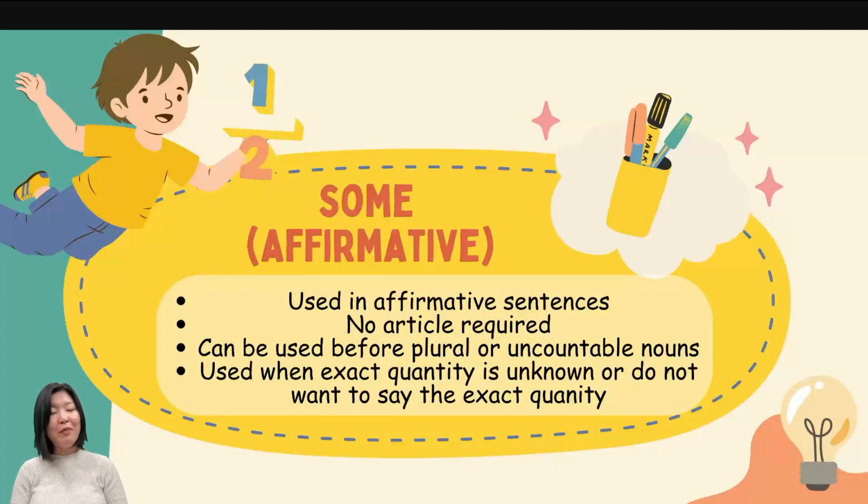Do you remember from the previous class what articles were? They are a, an, or the. So you do not have to use it when you're using some. And it can be used before plural or uncountable nouns. Guys, now you see how important nouns are. So remember, if you do not know what nouns are, please go back to our previous class. And some is also used when the exact quantity is unknown or you do not want to say the exact quantity.